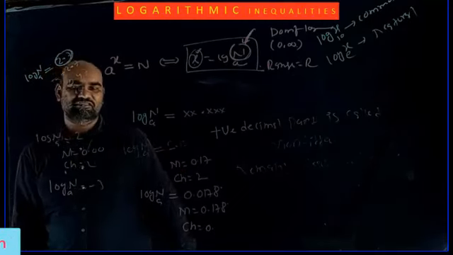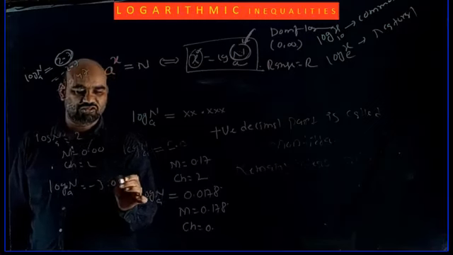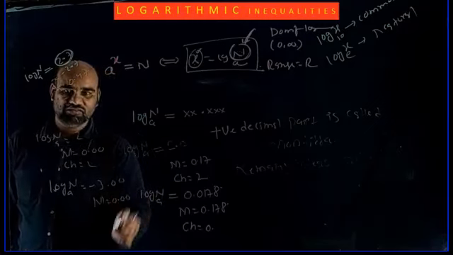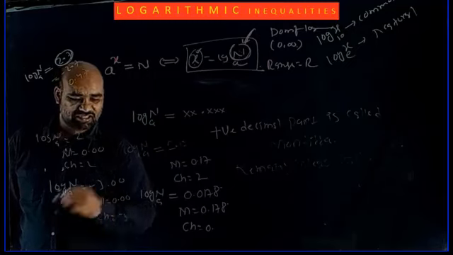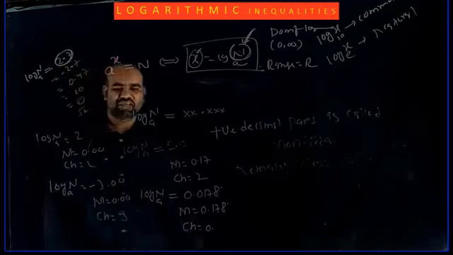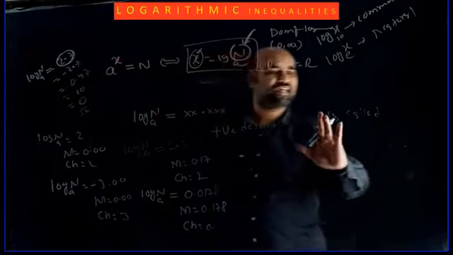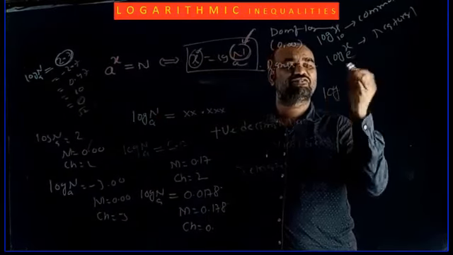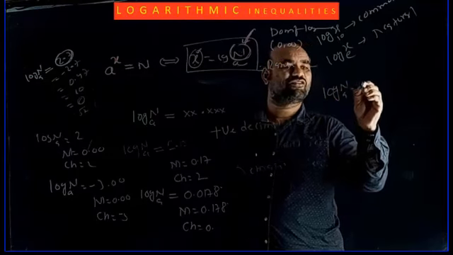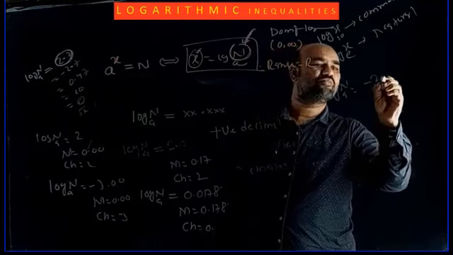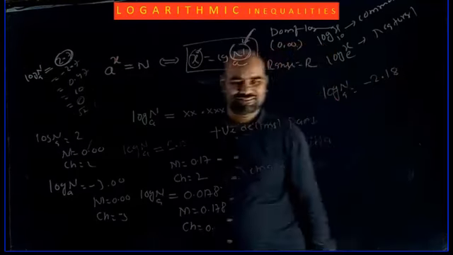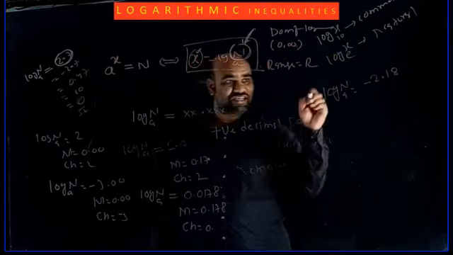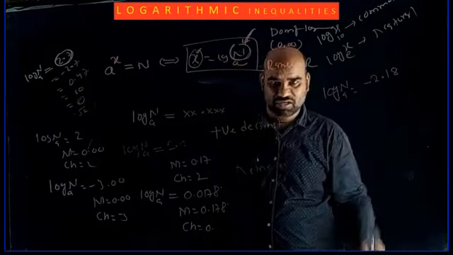Minus 3 given. Mantissa is 0.00. Characteristic is minus 3. This is also okay, but I will write here, that is important. Logarithm of n to the base a equal to minus 2.18. What is the characteristic? What is the mantissa? Important.